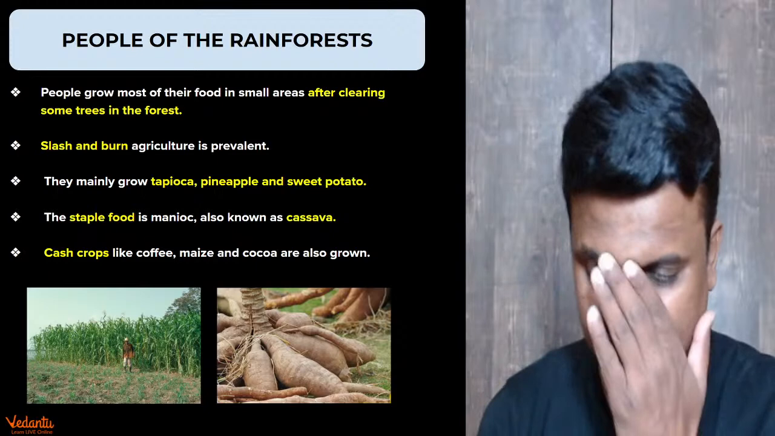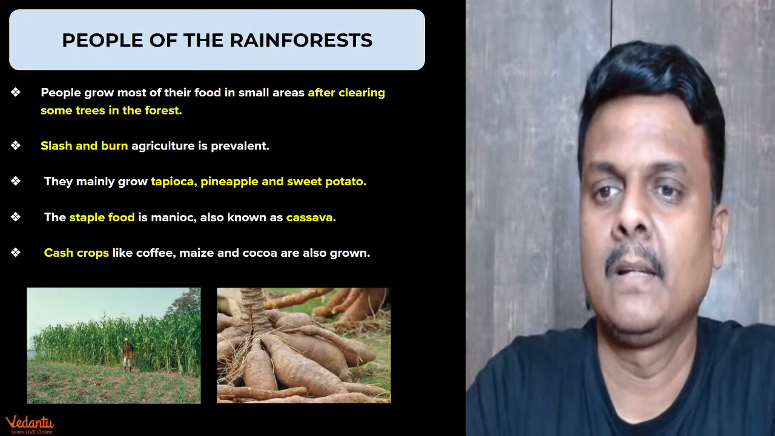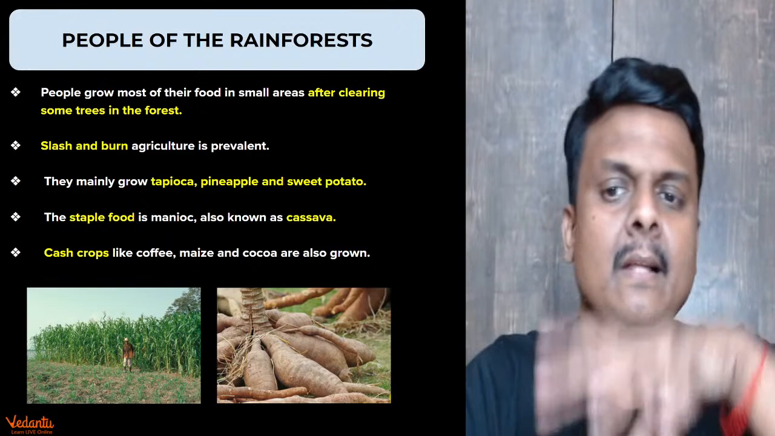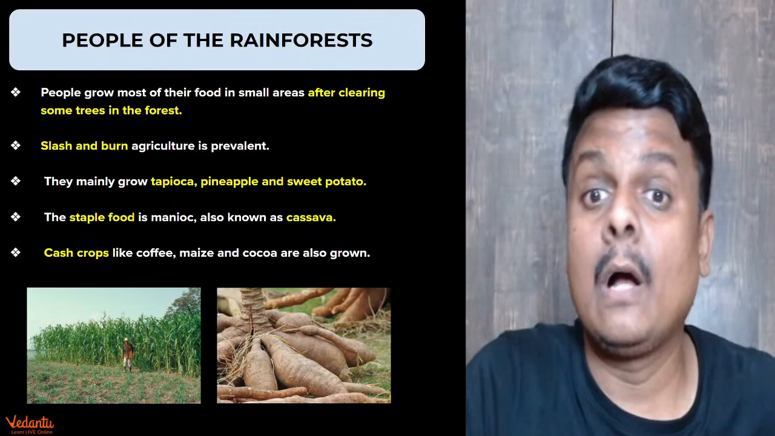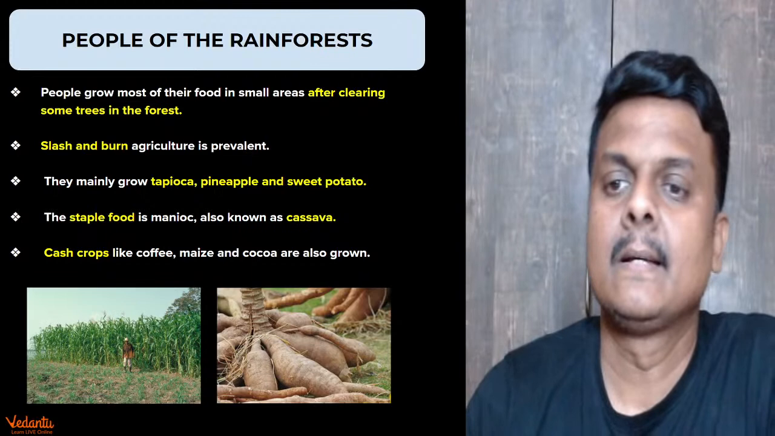Awesome. So now when it comes to people, a lot of people who do shifting cultivation are present here. It's called slash and burn. Cut down the tree, burn it, do the agriculture in that place, move to the next place. And what kind of crops are grown? Tapioca, pineapple, sweet potato are grown here. The staple food typically is manioc, also called cassava. Cash crops like coffee, maize, cocoa are also grown.